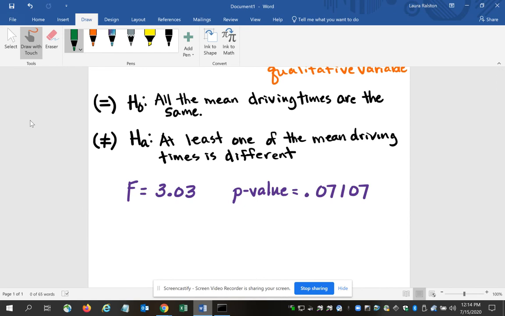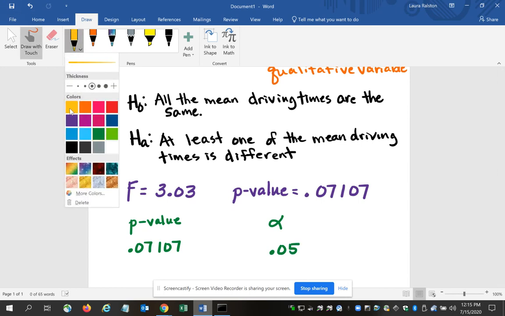To do that, we compare the p-value, which we just got from the calculator, to the level of significance that was given in the problem. So we have 0.07107 compared to 0.05. Again, the easiest way to do that is to compare it digit for digit.